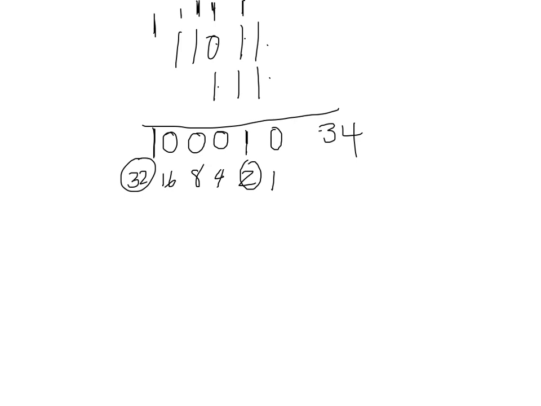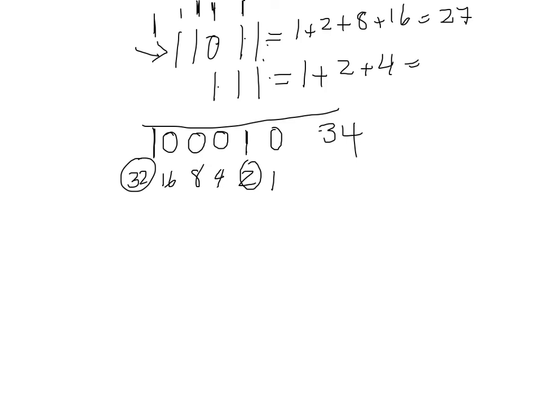Now we are going to look at these two numbers here. This one. The only one which is not going to contribute is 0 here, so this one is 1 plus 2 plus 8 plus 16, which is 24, 26, and 27. Now, this one, 111, contributes everywhere, so it's 1 plus 2 plus 4. So 4 plus 2 is 6 plus 1 is 7. Now 27 plus 7 is going to give you 34. So everything seems to be okay.